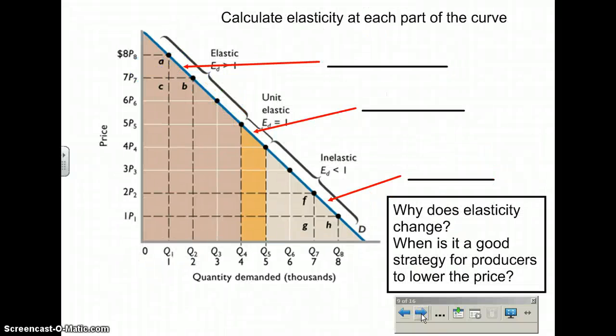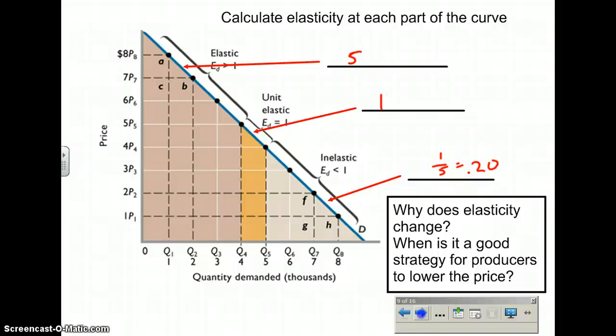If you use this formula in these three portions, and I would really recommend practicing it if you're not sure, you should come up with a 5 here, a 1 here, and 1/5 here, or 0.2. So elasticity will change along the curve from a more elastic region where the drops in price are relatively small, 8 to 7, 7 to 6, and the increase in quantity is quite large, 1 to 2, 2 to 3, to the inelastic range where the drops in price are going to be dramatic.